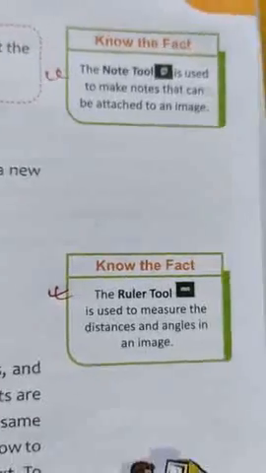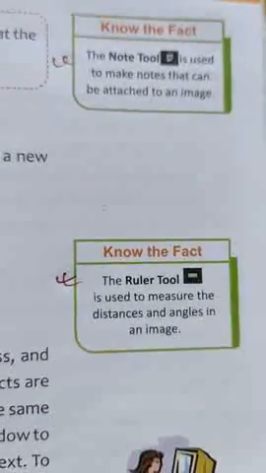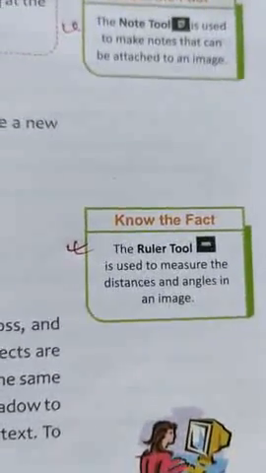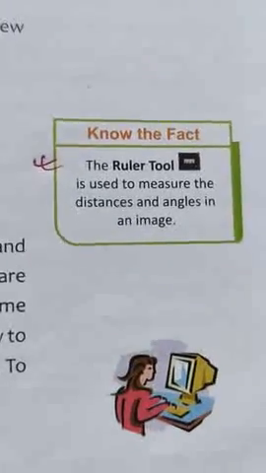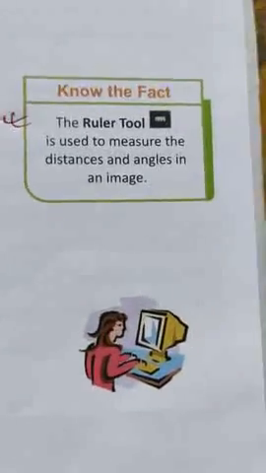The Note tool is used to make notes that can be attached to an image. The Ruler tool is used to measure the distance and angle in an image. You can create a new layer by using the Shift, Control and N key combination.